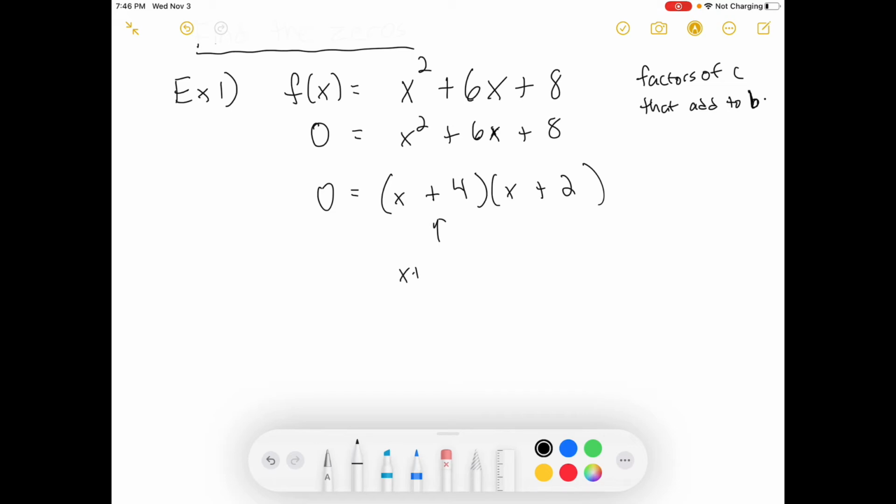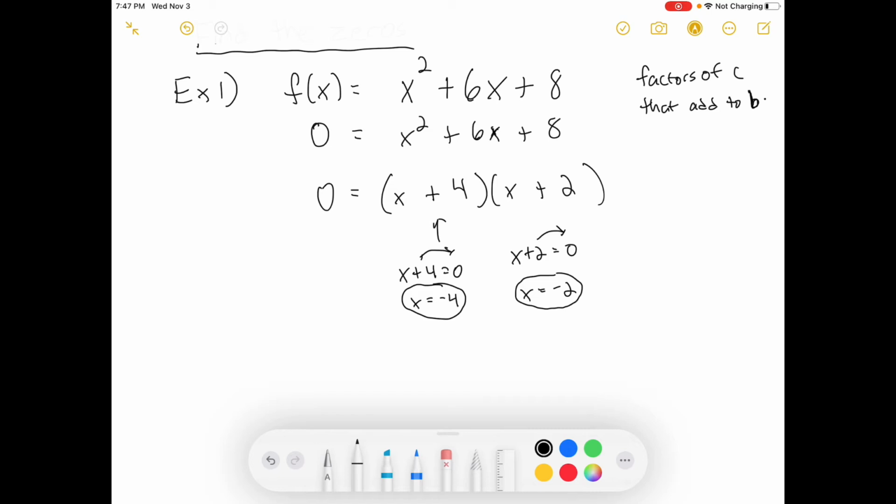If you said x + 4 = 0, throw the 4, x is -4, which would make that factor 0. Same thing on the other one. If you said x + 2 = 0, throw the 2. If x is -2, that would make my second factor 0. So these are my zeros of the function.